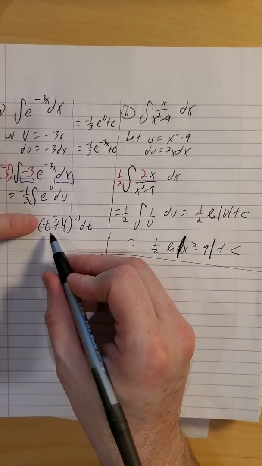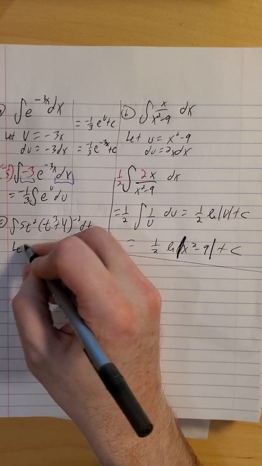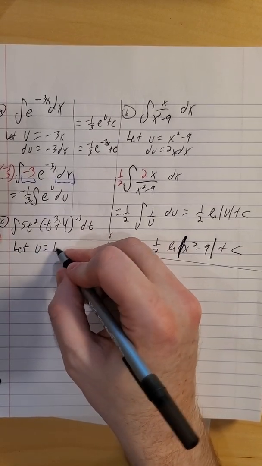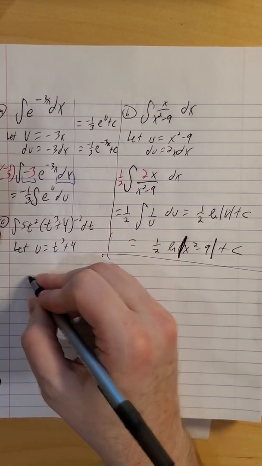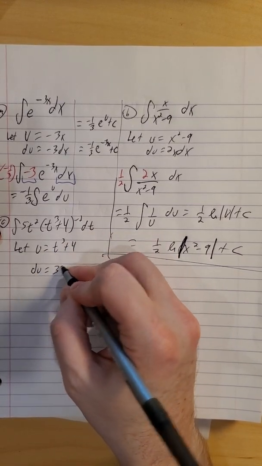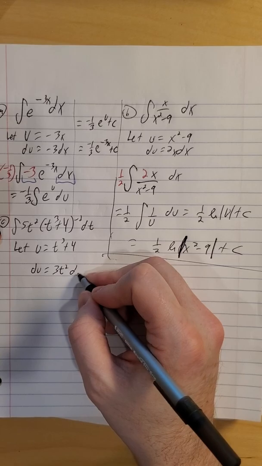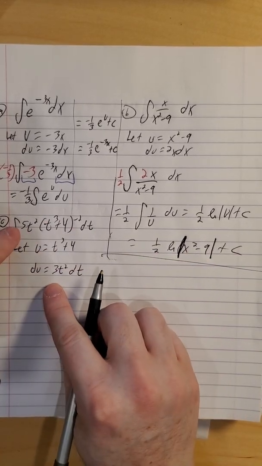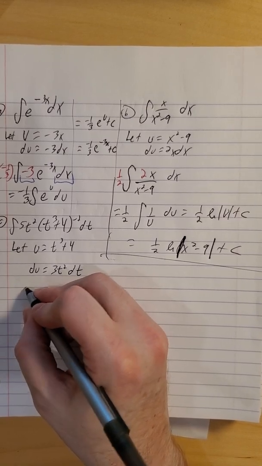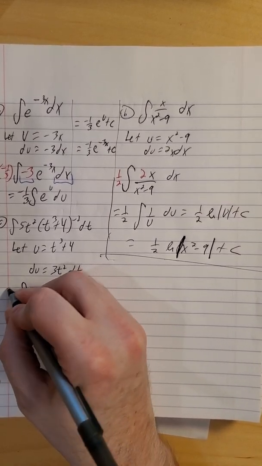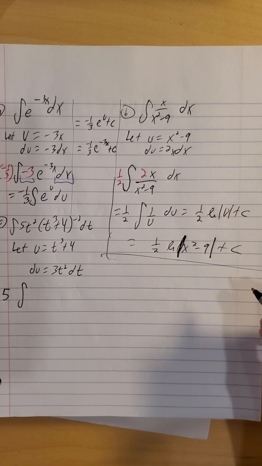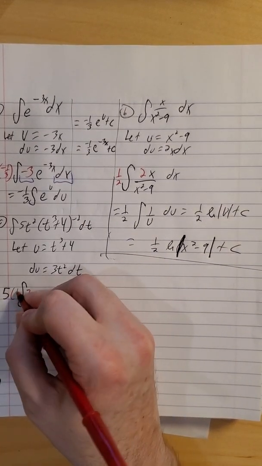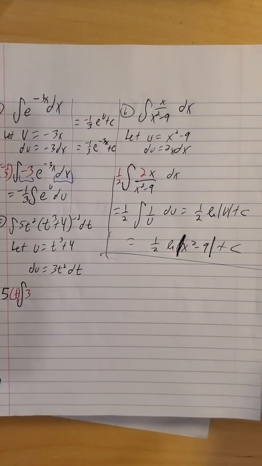And our last one. The best choice for our u this time was t cubed plus 4. So then du is 3t squared times dt. I see the t squared, I see the dt, but I have a 5 that I want to get out of the way. So we'll move that 5 outside. I want a 3 in there that I didn't have, so multiplying by 1 to get that job done.